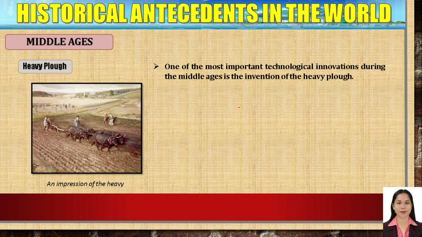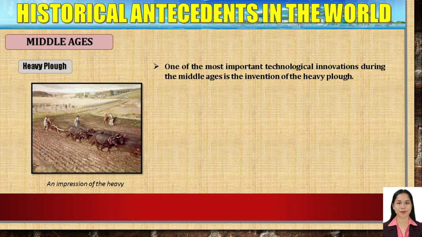So, perhaps one of the most important technological innovations during the Middle Ages is the invention of the heavy plough. Kaya siya sinama dito sa Middle Ages. So, sabi dito, according to this, kasi yung lupa dito is a clay soil. So, kapag sinabi natin clay soil, despite being more fertile than lighter types of soil, was not cultivated because of its heavy weight. So, masyadong mabigat.